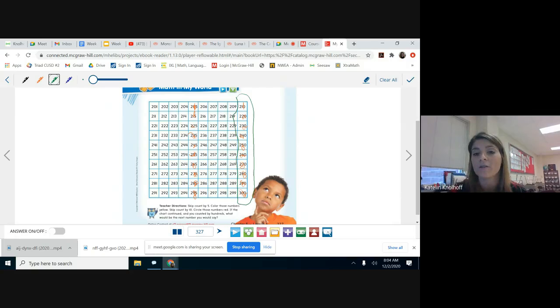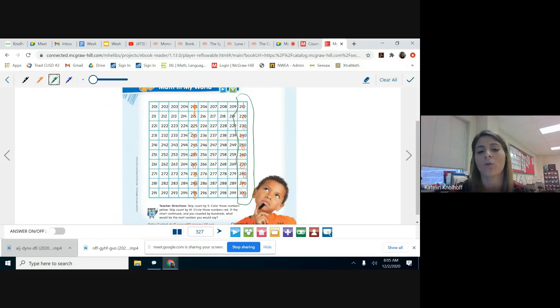And we notice a pattern. When we're skip counting by 10s, it's always on this far side of our chart, kind of like we did earlier this year, okay? But also when you're skip counting by 10s, you notice that there's always a 0 in the ones place, and the tens place is always going up by 1. So the pattern helps you too.